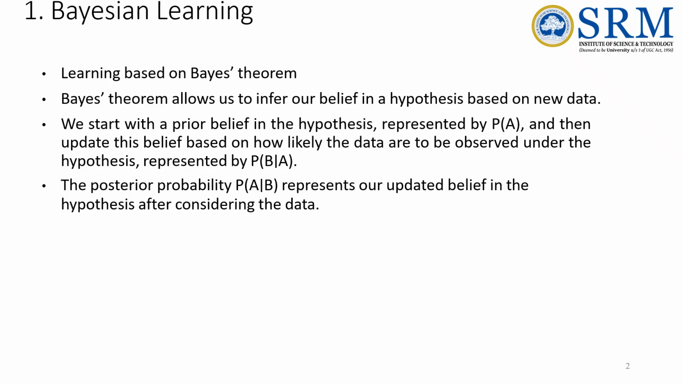So, a simple explanation. Suppose a doctor wants to know whether a patient has a disease. The prior knowledge is that 1% of people have the disease. The evidence is that the patient's test result is positive. With Bayesian learning, the probability of having the disease is updated using the test result. So the old belief plus new evidence equals the updated belief.